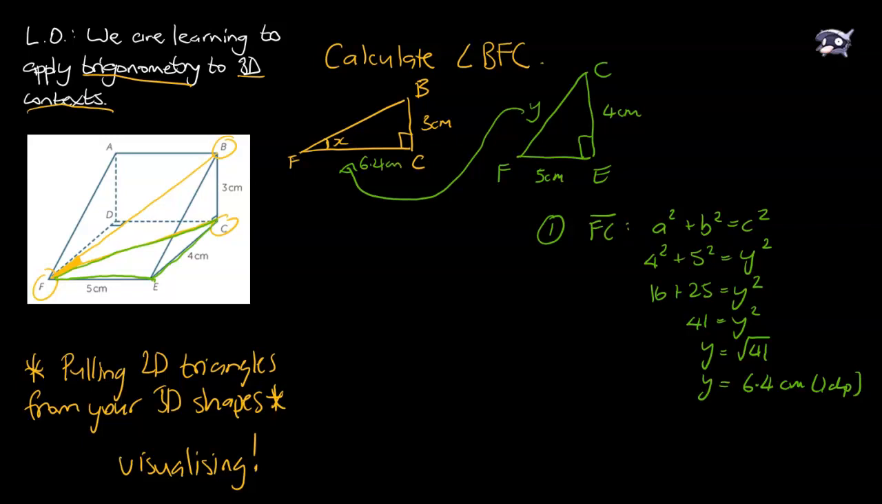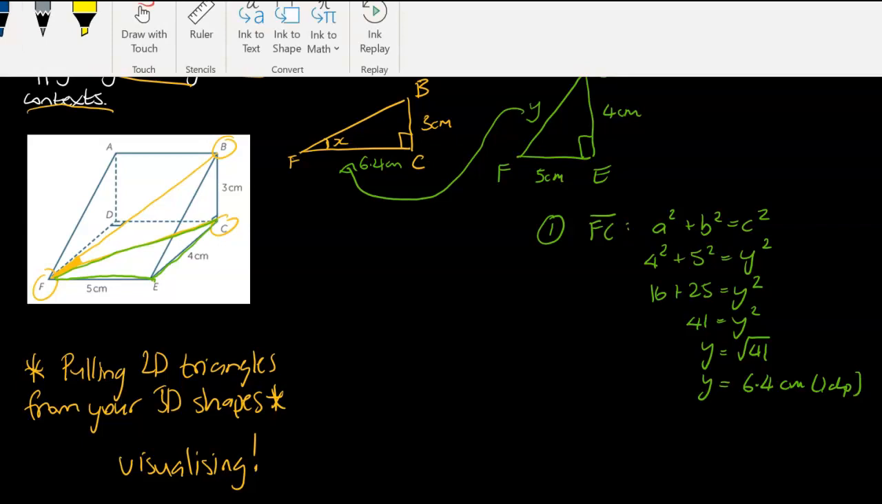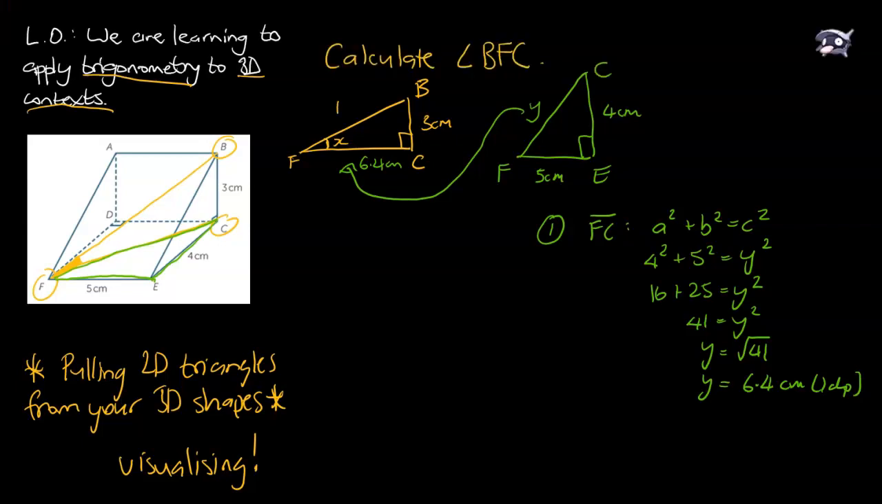We'll change pen colors, go back to yellow. We can go ahead and use trigonometry to do that. So FB, that's the hypotenuse. BC, that's the opposite. FC, that's the adjacent. Which side don't we care about? We don't care about the hypotenuse, meaning we're dealing with O and A. That's going to be tan. So tan angle equals O over A. We're then going to substitute. Our angle is unknown, and we've called that x. So tan x equals 3 over 6.4.